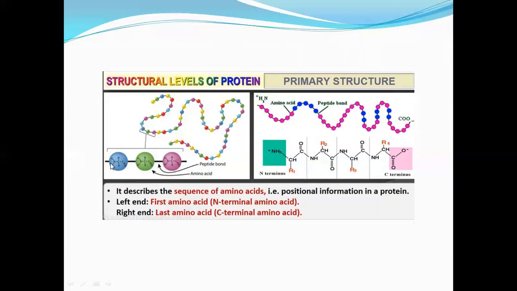CH, COOH, NH2 is an amino acid, and the bond between the amino acids is a peptide bond. So it describes the sequence of amino acids, that is, the positional information in a protein. Fine.